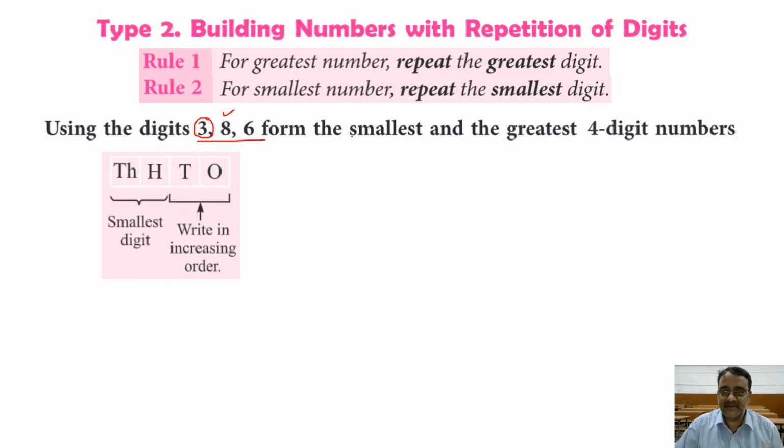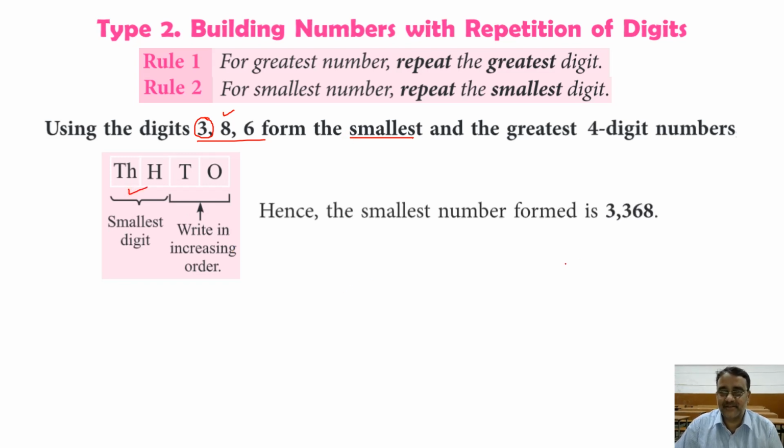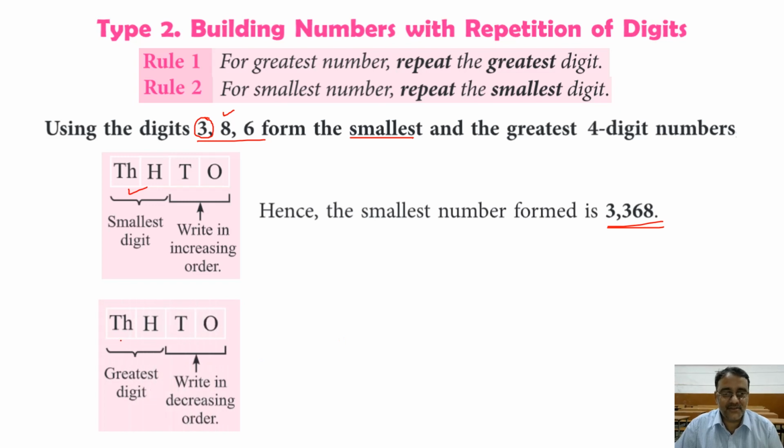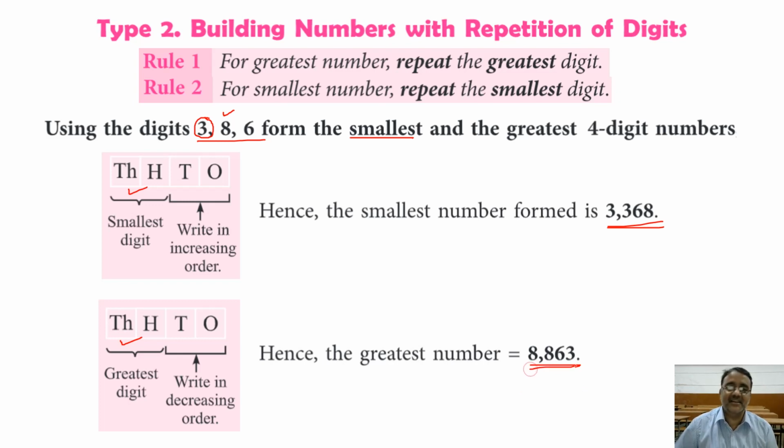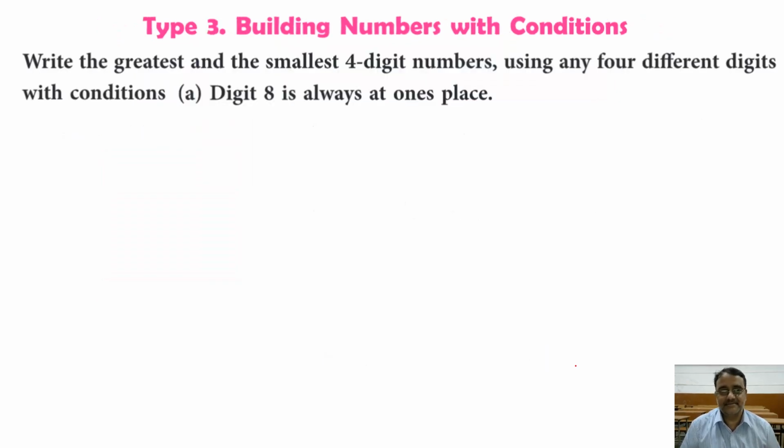So first we have to write the smallest number. Repeat the smallest digit in the first two places. Now the left out digits you have to write in increasing order. So the number formed is 3368. And for the greatest number, in the first two places you write the greatest digit repetition, that is 8, 8, then decreasing order 6, 3. So 8863 is the answer.